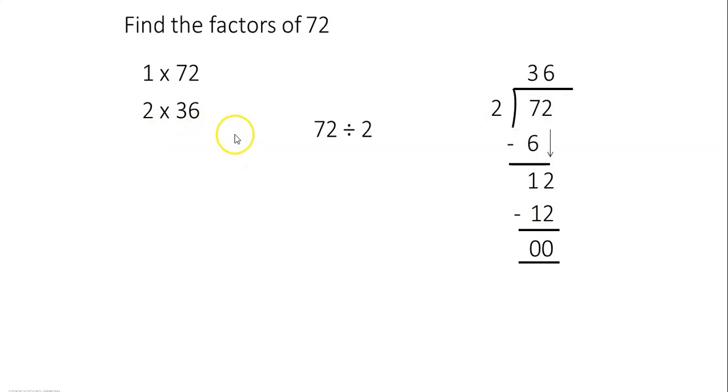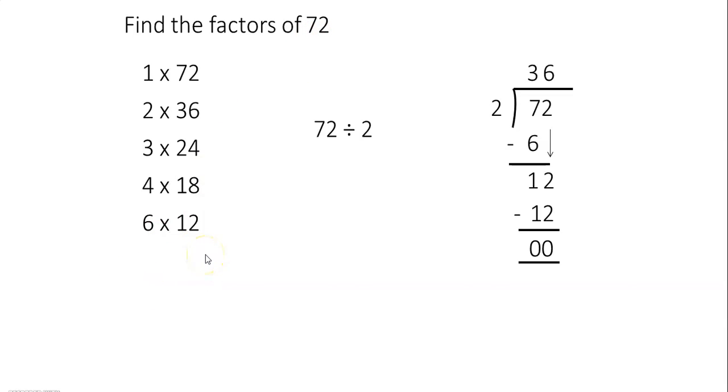And so you need to find for 3, 4, 5, 6 and so on. So 3 times 24 is 72. 4 times 18 is 72. 5 times what is 72? 5 times nothing gives you 72, so we ignore that and we go to 6 times 12 is 72. Now 7 times what is 72? 7 times 10 is 70, 7 times 11 is 77. So there is no 72 in the multiplication table of 7.